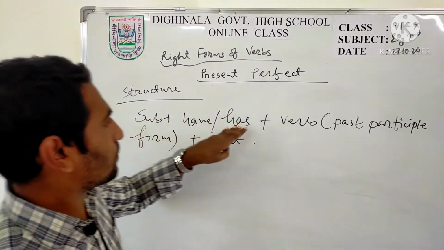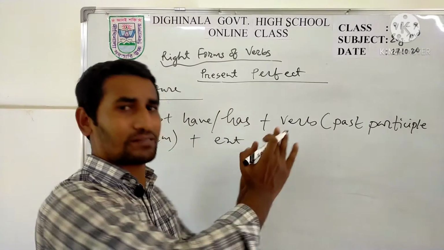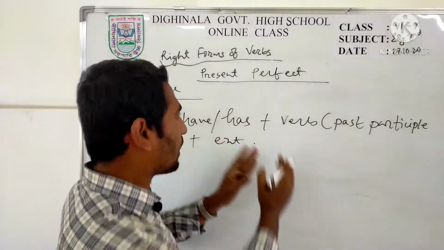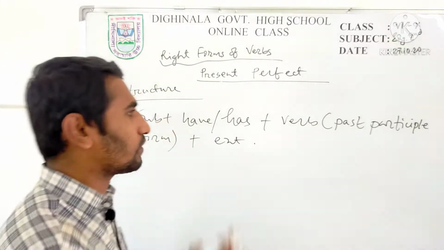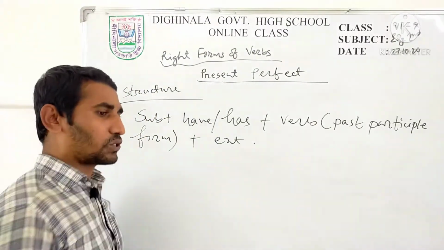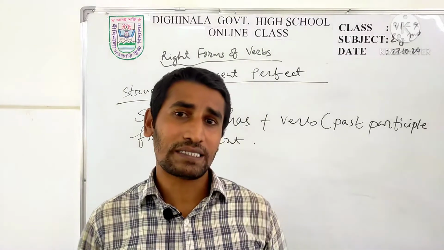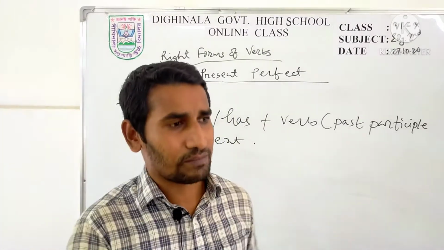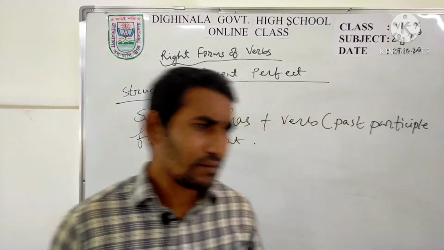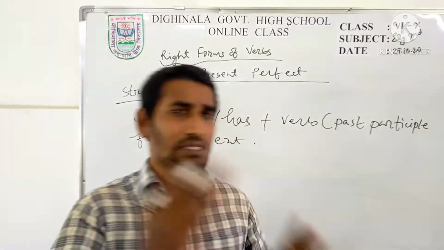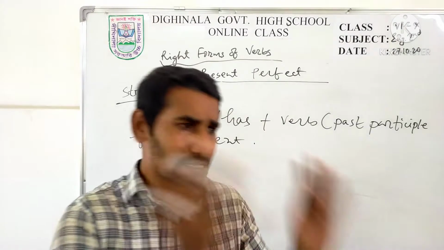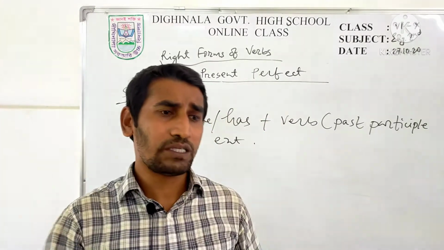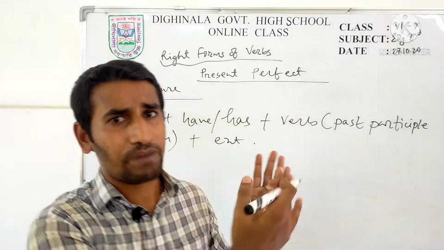If the subject is third person singular, you have to put has, and after this have or has, you have to put the past participle form of the verb. Now come to the next portion. How can we recognize which sentence is in present perfect tense? If you see already, recently, just now, just, yet, if you see this kind of adverbs in any sentence, you have to be confirmed that these are present perfect tense.